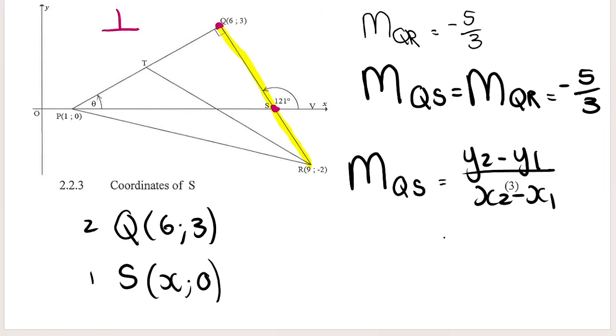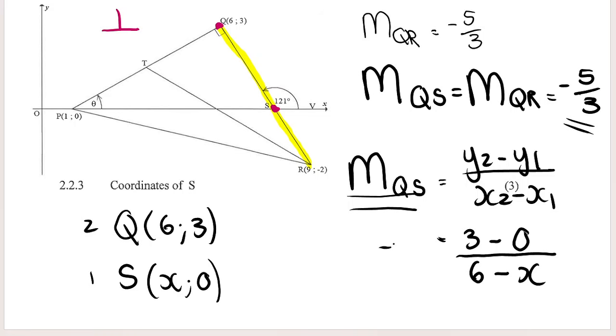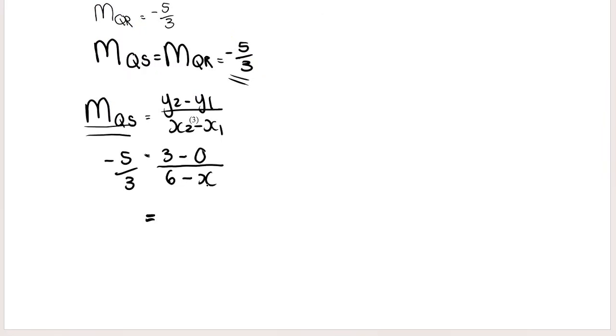It doesn't really matter. So y2 will be 3 minus y1, which is 0, over x2, which would be 6, minus x1, which is x. And that gradient we said over here was negative 5 over 3. If you solve for x, and I hope you know how to do that, my unknown is at the bottom of the fraction. It's in the denominator. So I hope you guys know when solving, this is just something to make it easier.